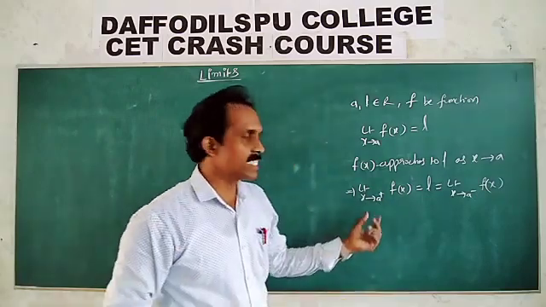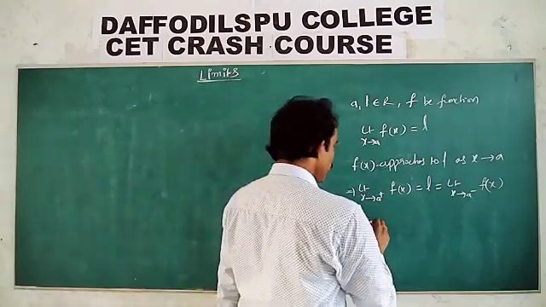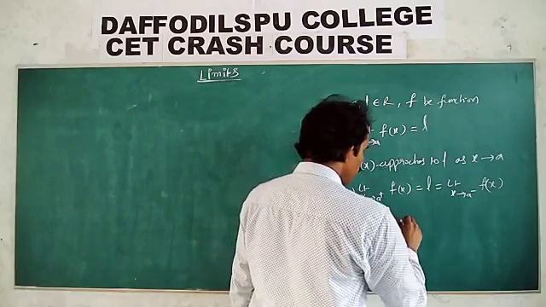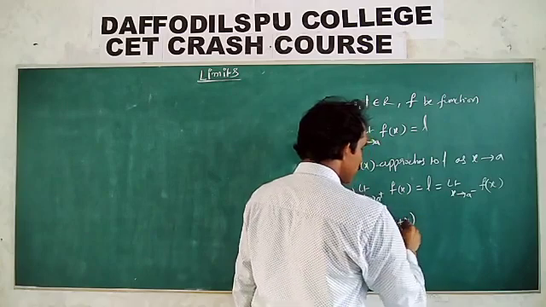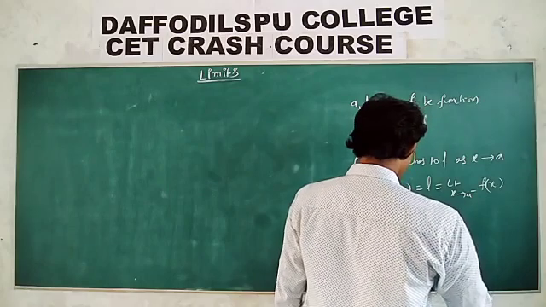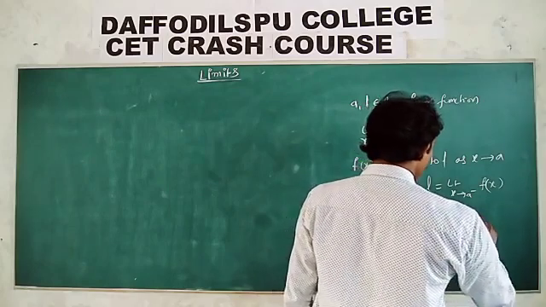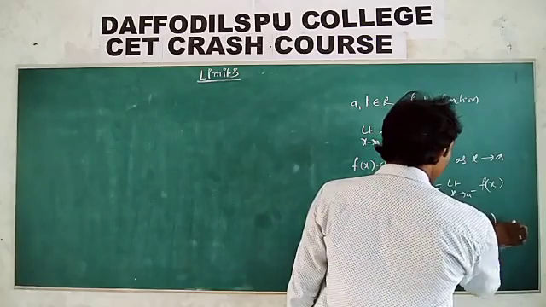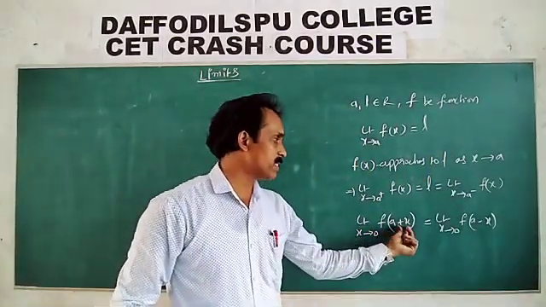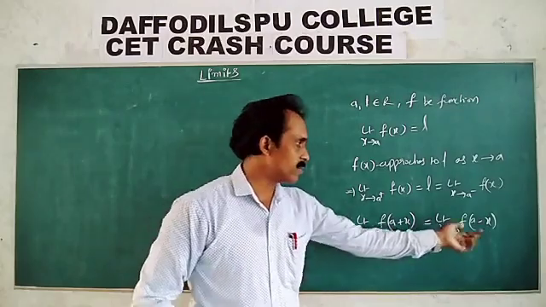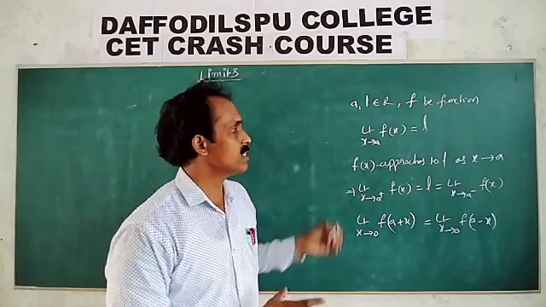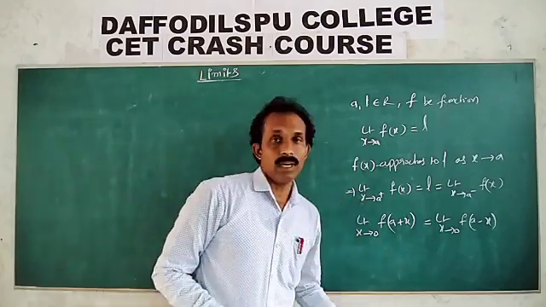Suppose the limit exists at x tends to a. That means limit h tends to 0 f of a plus h, and that implies limit h tends to 0 f of a minus h. h is a small value. So the neighborhood a plus h means right neighborhood of a, and a minus h means left of a. So this is a brief concept of the limits.